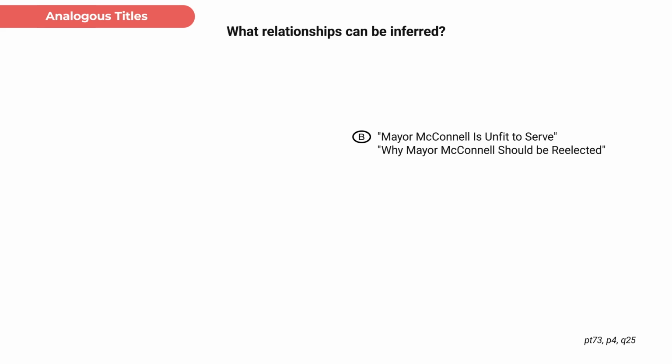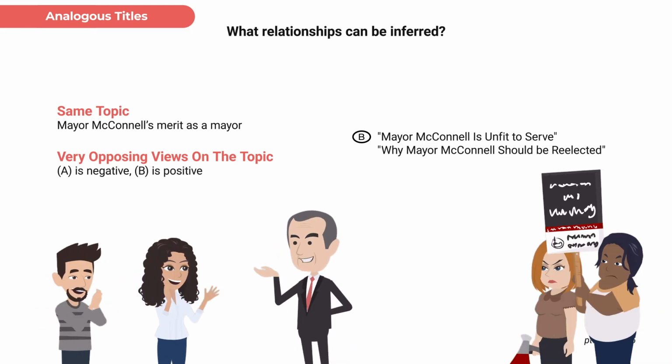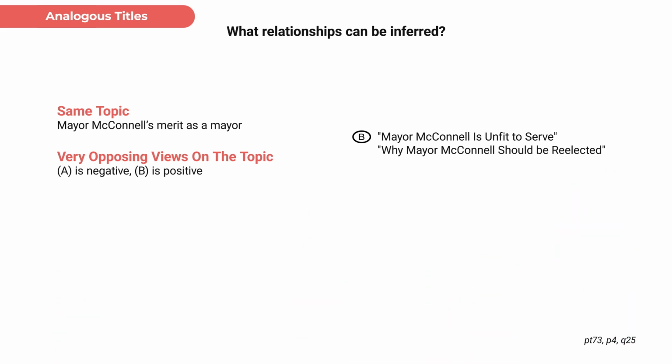With choice B, we can tell it's the exact same topic, Mayor McConnell, and we're just arguing different positions. A negative take, unfit to serve, and a positive take, should be reelected.